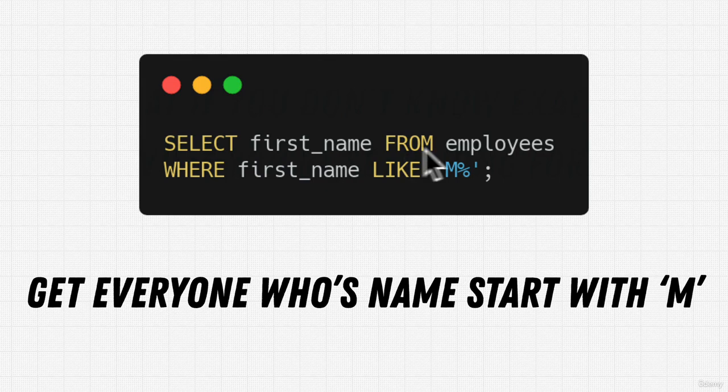Select first name from employees, where the first name is like M and then the percentage sign. So that means get everyone whose name starts with M. Oh, that makes sense. So we're doing a partial match. We're saying like M, so the string, the piece of text, has to start with M. And then the percentage sign is telling us anything after that. So get everyone whose name starts with M.